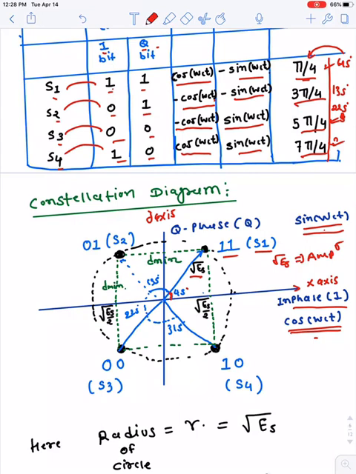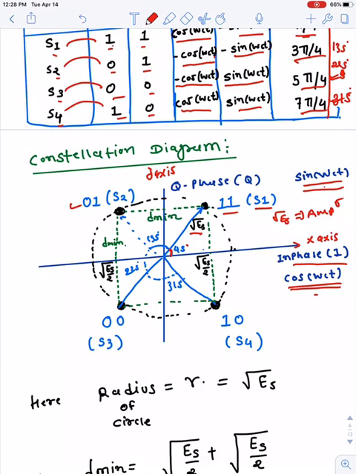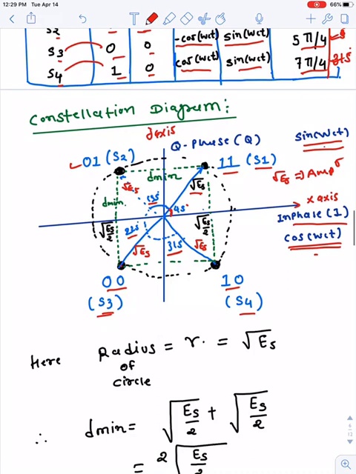So accordingly, we have a second symbol with the bit combination of 0 and 1, which is at 135 degree. The third symbol, with the same amplitude of square root Es, can be represented like this. This is also a square root Es amplitude. S3 can be represented with the 00 bit combination with 225 degree phase shift, and the S4 symbol we can represent with the 10 bit combination, and the angle it makes with the reference line would be 315 degree. So you can represent it here, there are four symbols like this.